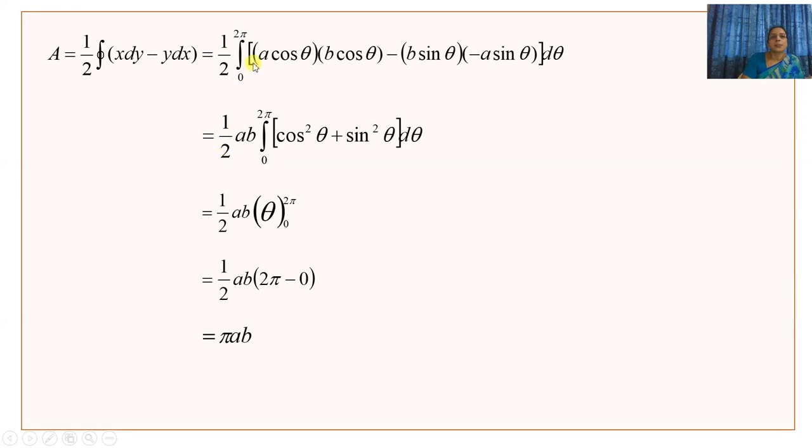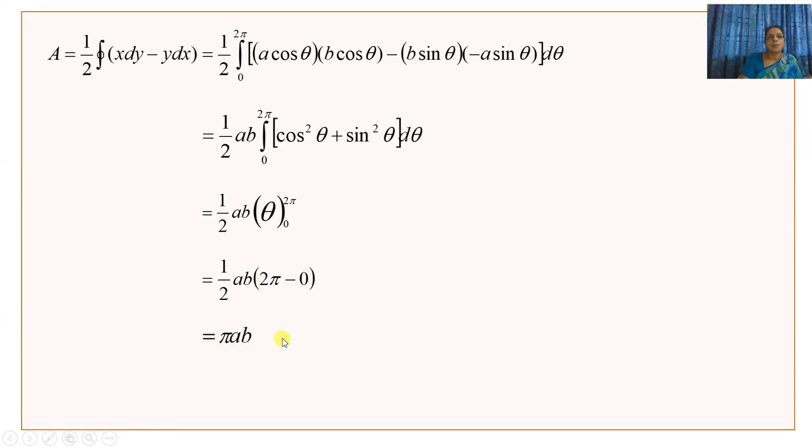That is 1 by 2 into ab, which is common from both the terms, and this becomes cos square theta plus sin square theta d theta. 1 by 2 into ab into integral d theta, which is theta between the limits 0 and 2 pi. This is 1 by 2 into 2 pi ab by substituting theta is equal to 2 pi and 0, which is pi ab square units. So this is the area of the ellipse.